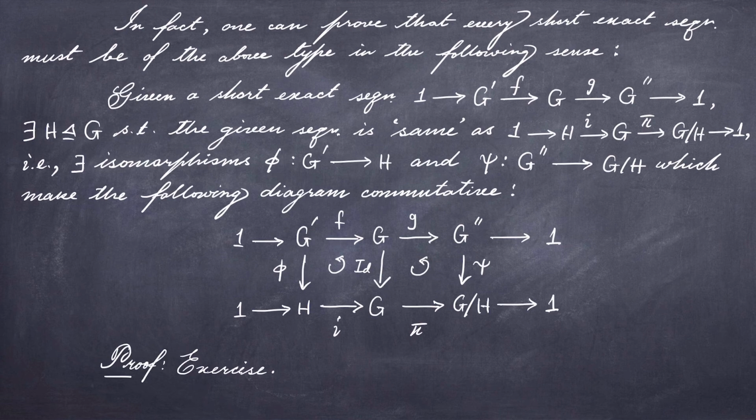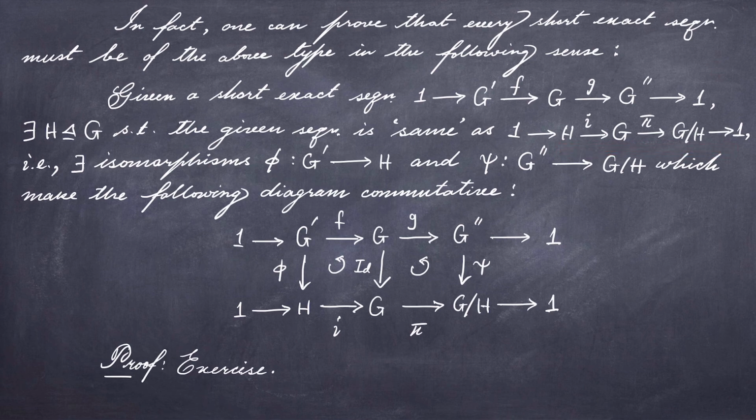So diagram is commutative means each square commutes. Okay, so given any short exact sequence, there is a normal subgroup and two isomorphisms such that this diagram commutes. So this is what I mean by saying that any short exact sequence is of this form. So the proof I have left as an exercise.